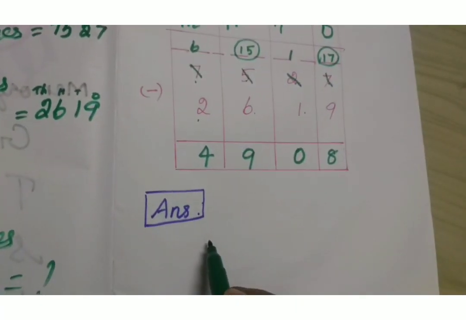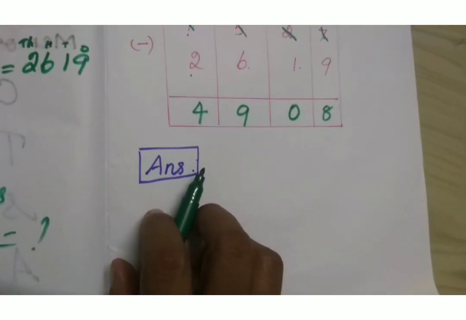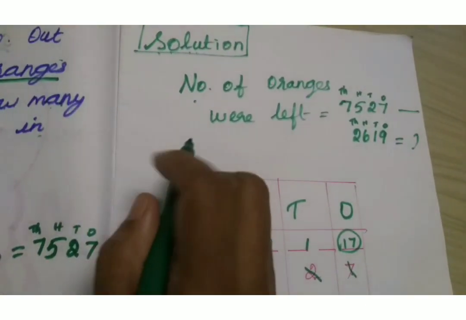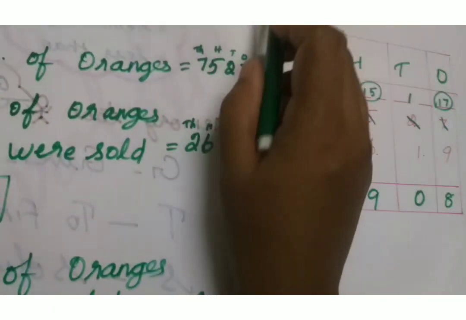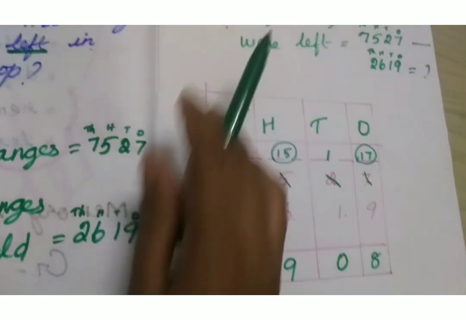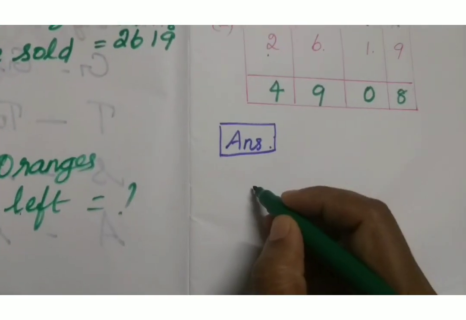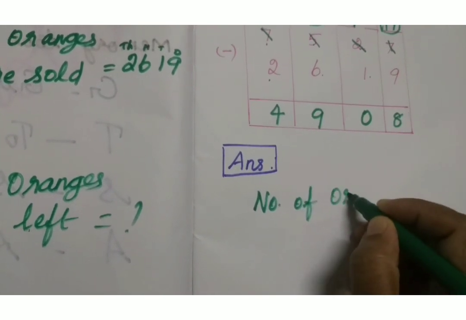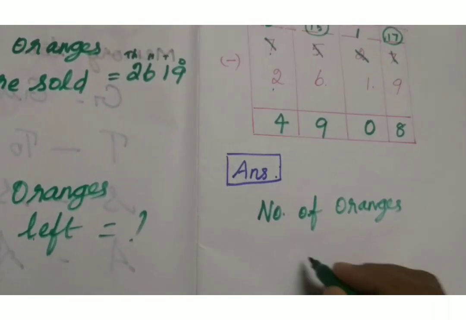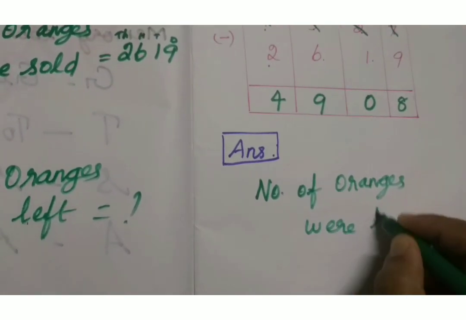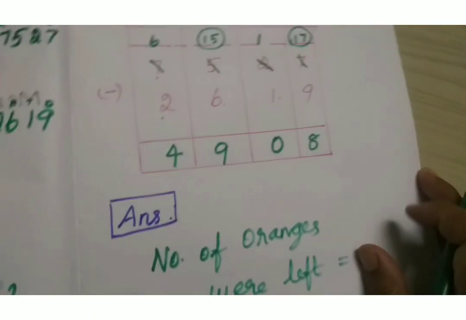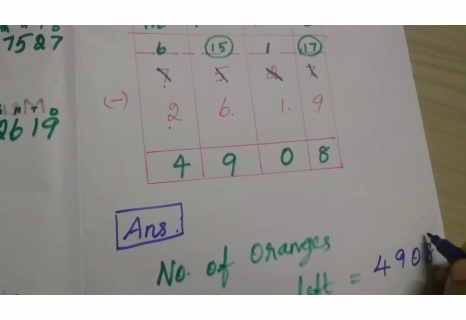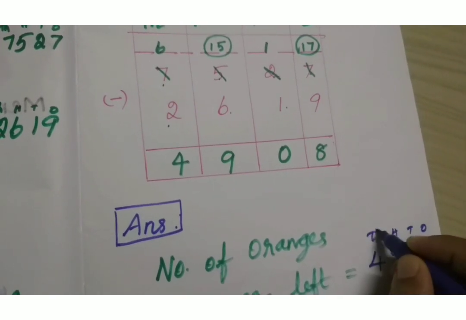And the last heading is answer. What statement do we have to write in that place? Yes, what you wrote in the to find and also in solution, the same under the answer. That is number of oranges were left. We found the answer, that is 4908. Ones, tens, hundreds, thousands.